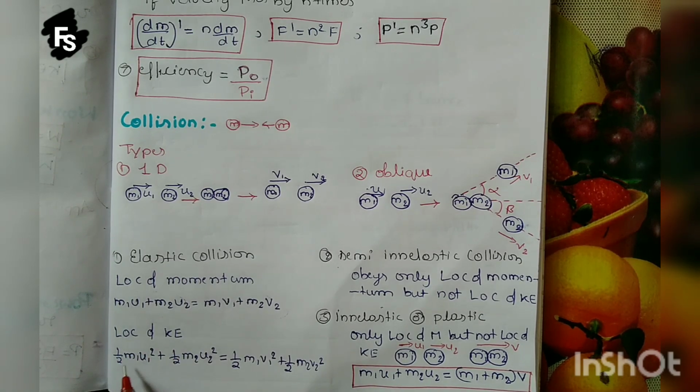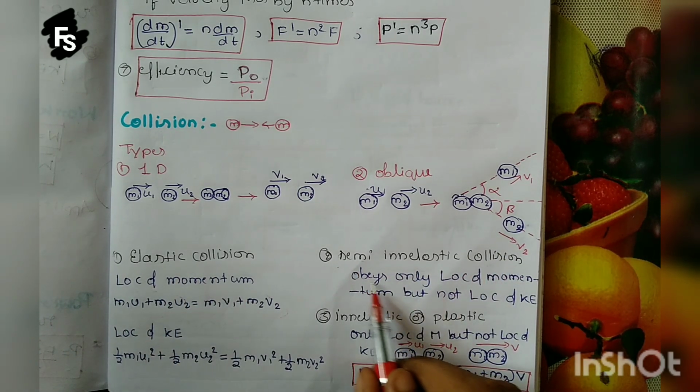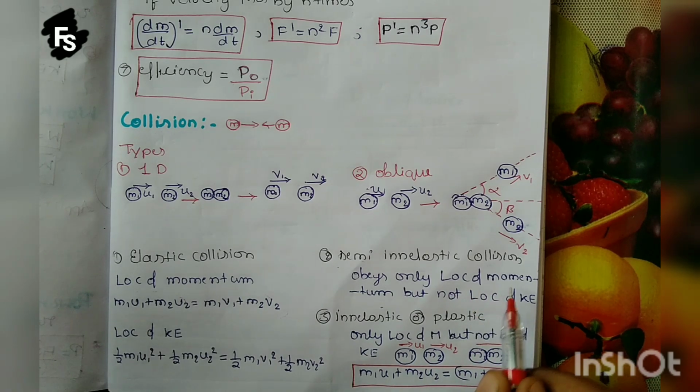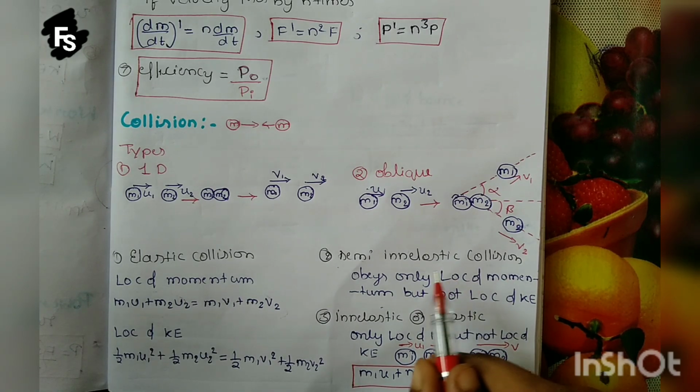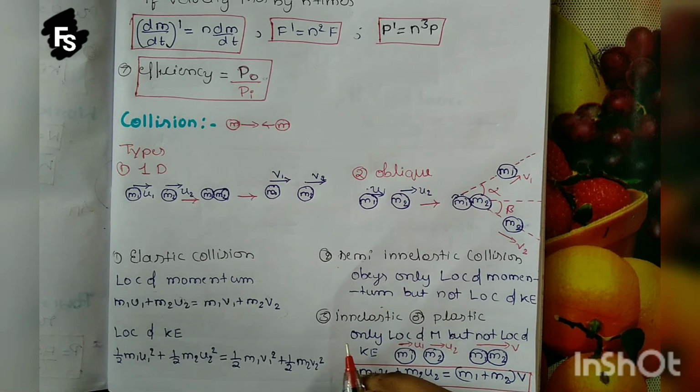Then the law of conservation of kinetic energy says 1 by 2 m1 u1 square plus 1 by 2 m2 u2 square is equal to 1 by 2 m1 v1 square plus 1 by 2 m2 v2 square. So the collision which obeys both these rules is known as elastic collision. What is semi-inelastic collision? The collision which obeys only the law of conservation of momentum but not the law of conservation of kinetic energy is called semi-inelastic collision. Then third, inelastic or plastic collision. Here the collision only obeys the law of conservation of momentum but not the law of conservation of kinetic energy.